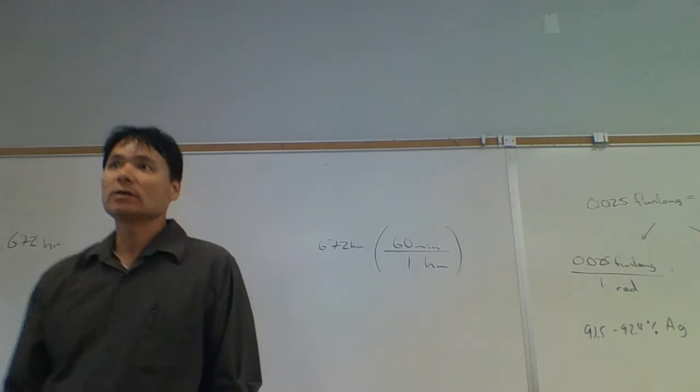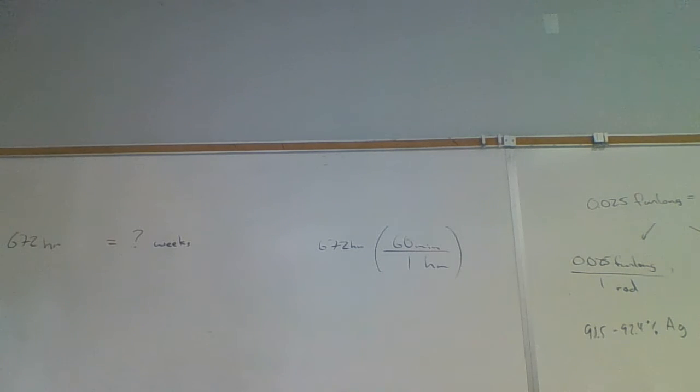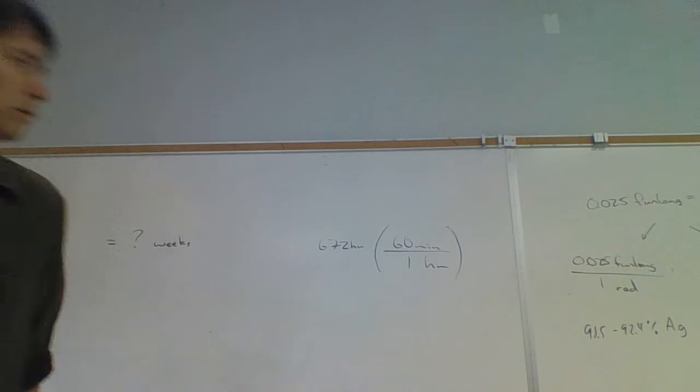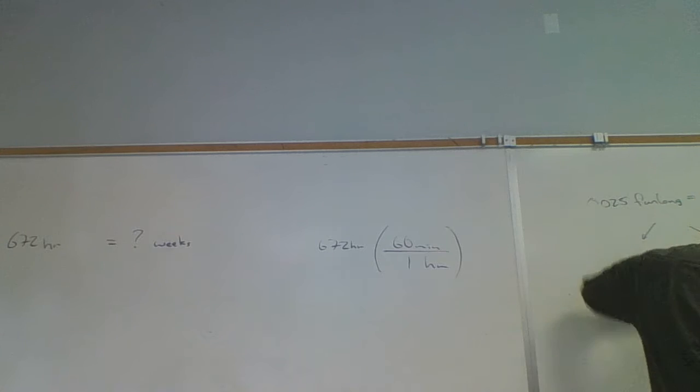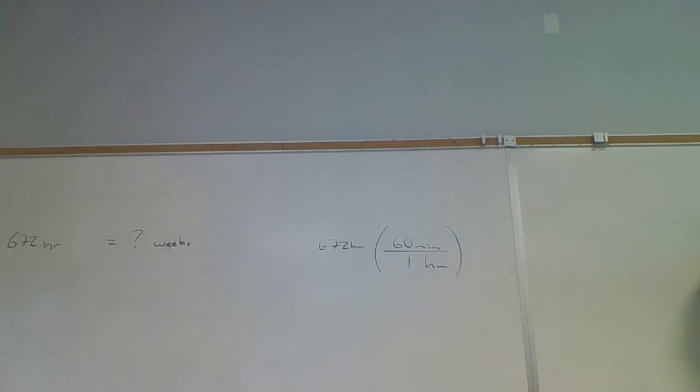Is that exact? Are there exactly 60 minutes in 1 hour? Yeah, that's exact. So we call that infinite sig figs, exact. There's no uncertainty there. Now, this uncertainty has to do with precision. Let's say you're looking at this, 1 inch versus 1.0 inches.